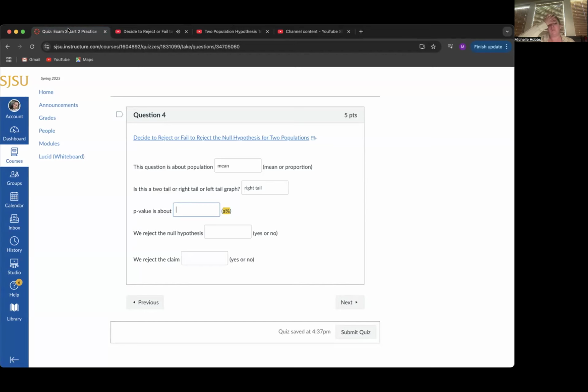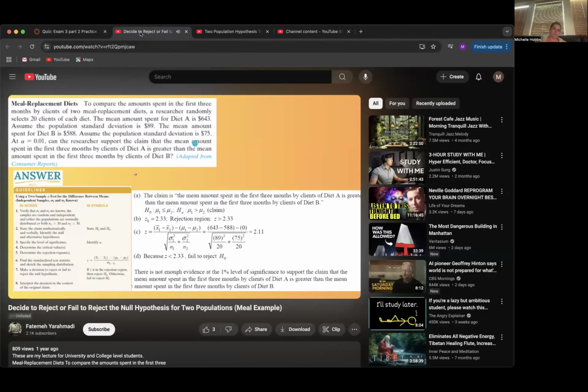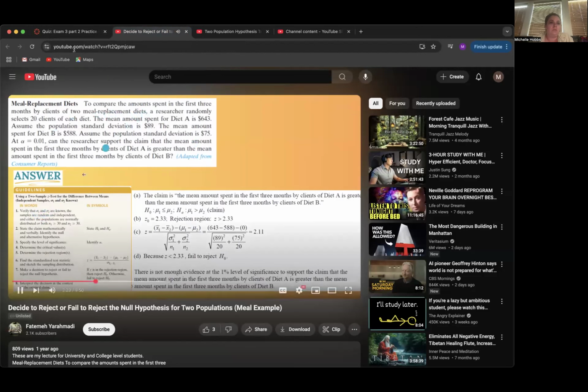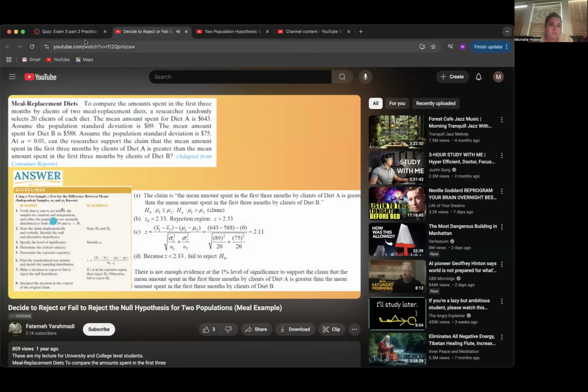The question says for diet A, the average is 643 with a standard deviation of 89 for the population. So we have sigma 1, 89. For the second population, we took a sample and the sample mean is 588 with a population standard deviation of 75. So sigma 1 and sigma 2 are given. We have a random selection and they are definitely independent from each other. You have a set of clients for diet A, another set of clients for diet B, so they are independent from each other.